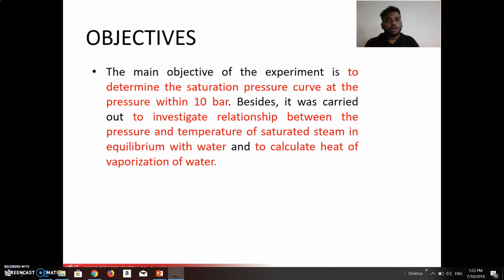For the next part, the objective of this experiment is to determine the saturation pressure curve at pressures within 10 bar. It was carried out to investigate the relationship between the pressure and temperature of saturated steam in equilibrium with water, and also to calculate the heat of vaporization of water. For the next part, Hui will explain about the procedures and so on.